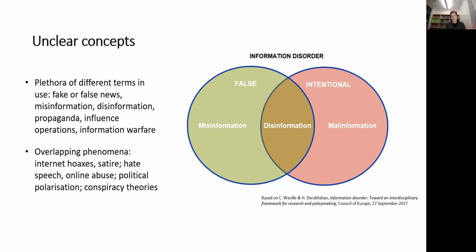And with those two axes, we get a three-way split between these three phenomena: misinformation, which is false information without an intention to harm; disinformation, which is false information where there is an intention to harm; and malinformation, which is true or accurate information where it's still spread with the intention to cause someone harm.